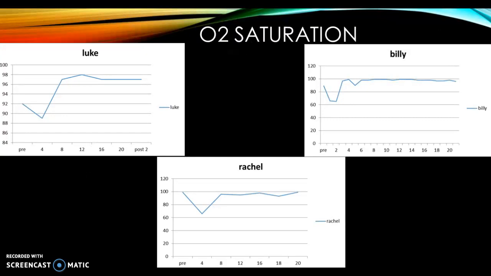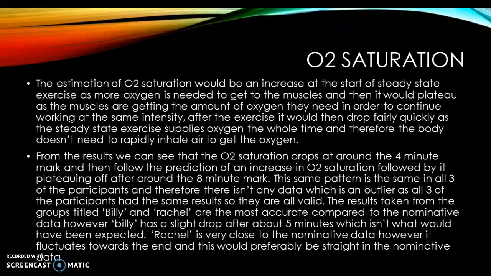These are the graphs that were made from the data of the O2 saturation of the 3 participants that took part in steady state. The estimation of O2 saturation would be an increase at the start of steady state exercise, as more oxygen is needed to get to the muscles. Then it would plateau as the muscles are getting the amount of oxygen they need in order to continue working at the same intensity. After the exercise, it would then drop fairly quickly as the steady state exercise supplies oxygen the whole time, and therefore the body doesn't need to rapidly inhale air to get the oxygen.